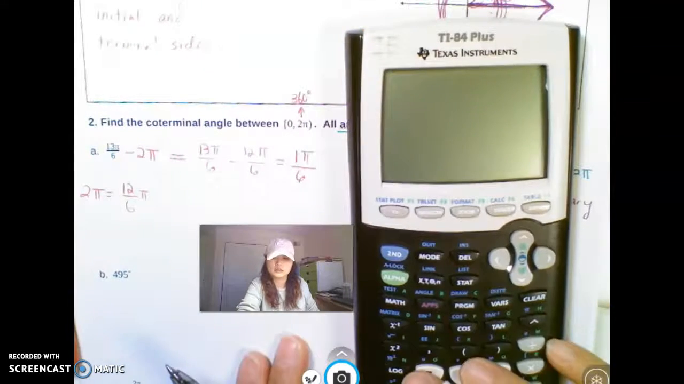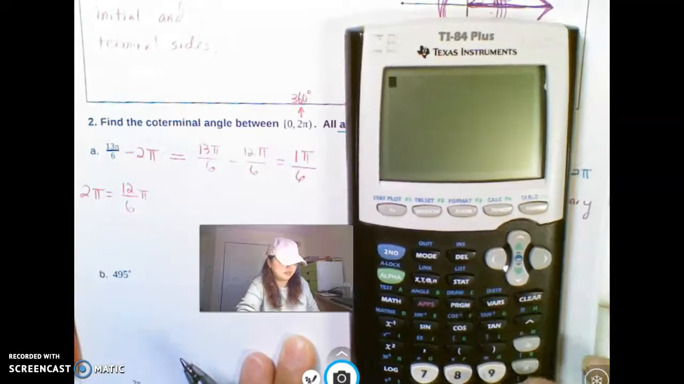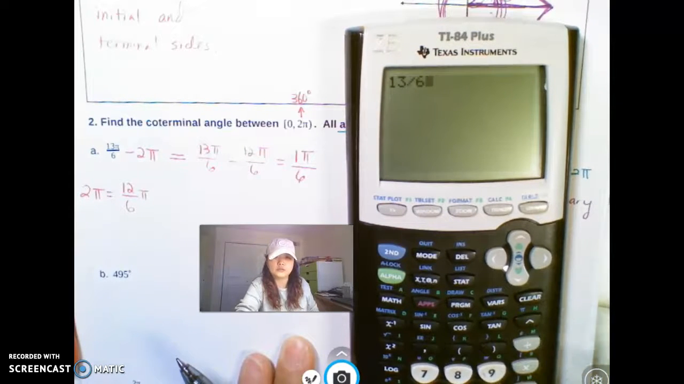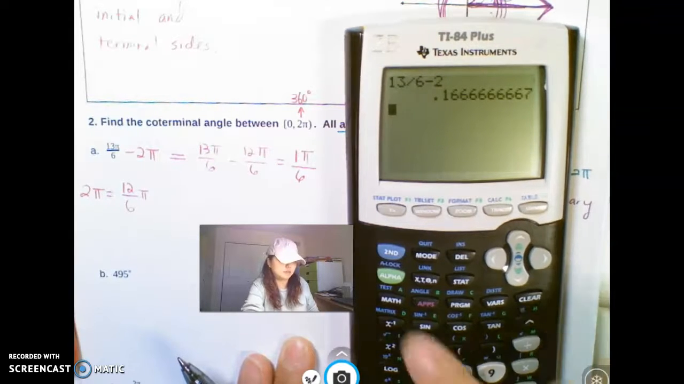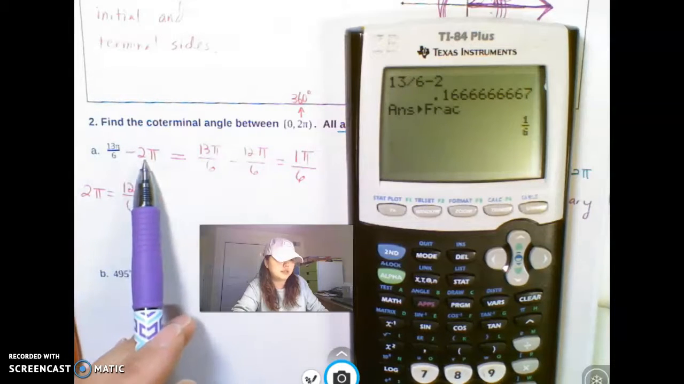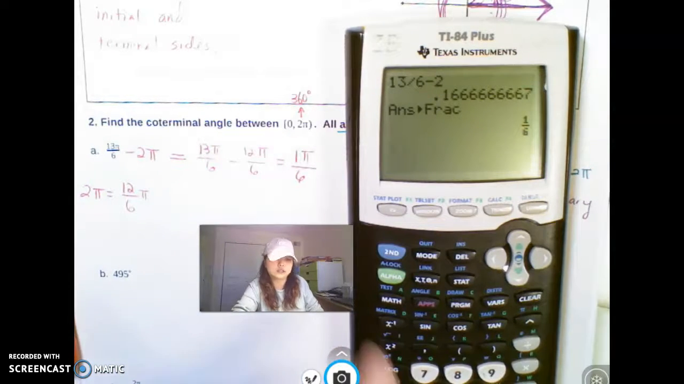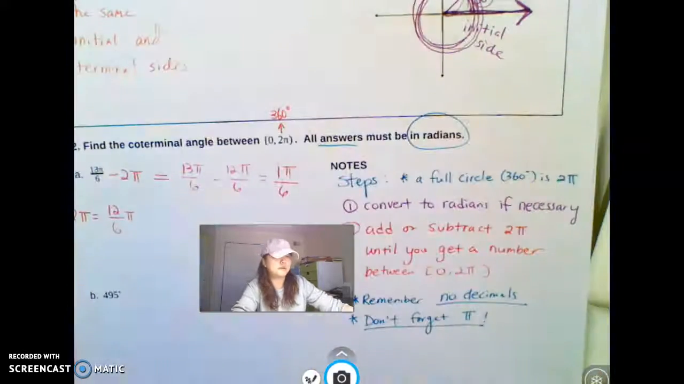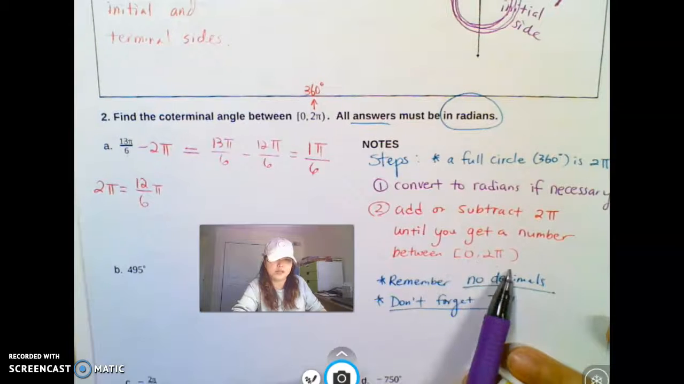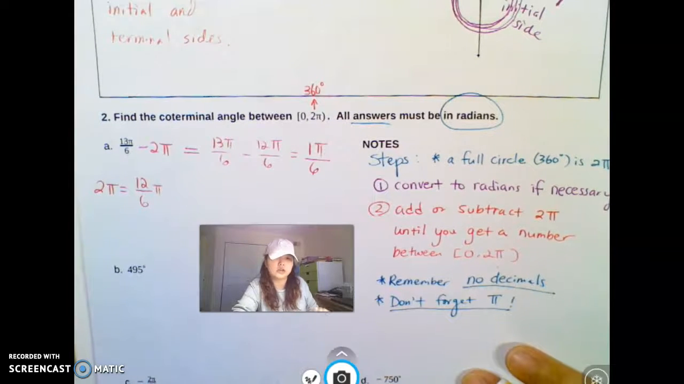Or if you use a calculator, it'd be like this. 13 over 6. Now, we don't have to write the pi, but don't forget to keep the pi at the end. 13 over 6 minus 2. Press enter, and then math, frac, there. 1 over 6. Do you see? I would prefer you guys to do it without the calculator, but you can use a calculator. Once you're done, you have to add pi next to it, just like when we're doing area and perimeter and volume, we have to keep the pi's. And now, is this between 0 and 2 pi? Yes, it is. So done.